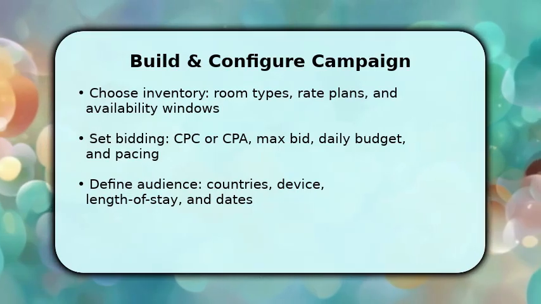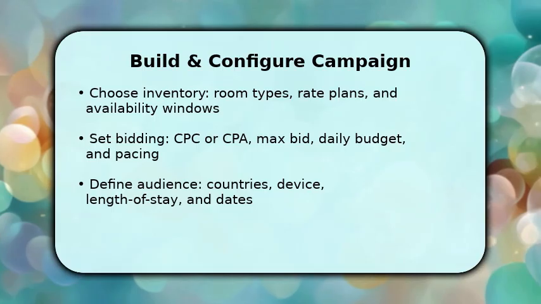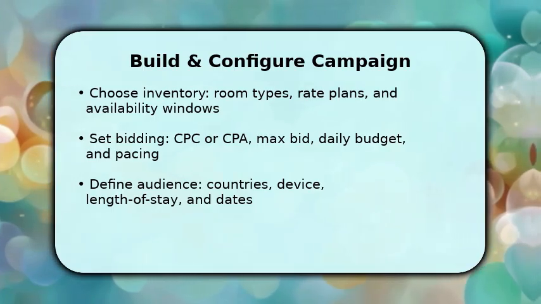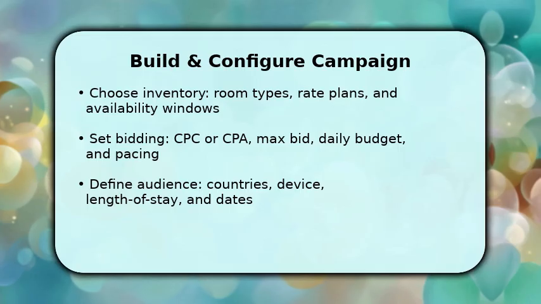Now configure the campaign details. Select rooms and rate plans you want to promote and specify availability windows. For bidding, decide between cost per click or cost per acquisition. Set a max bid and daily cap to control spend.